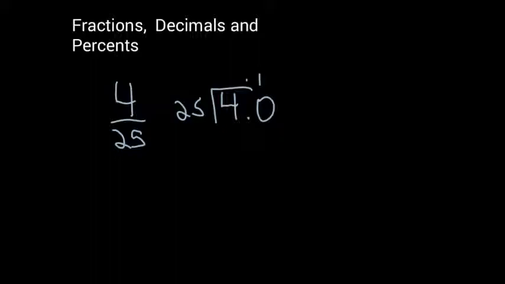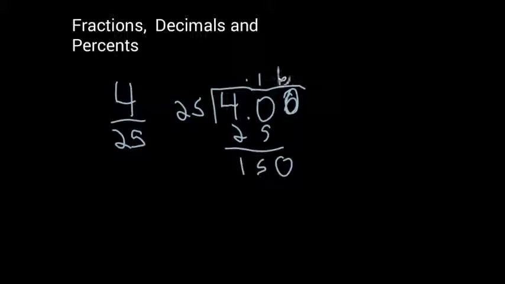25 goes into 40 once. Subtract, you get 15, add another 0. And 25 will go into 150 6 times. So our decimal for 4/25 is 0.16. And then 0.16, we can make that a percent by moving our decimal to the right twice. So 0.16 would equal 16%.